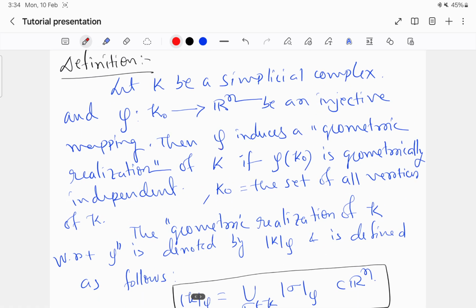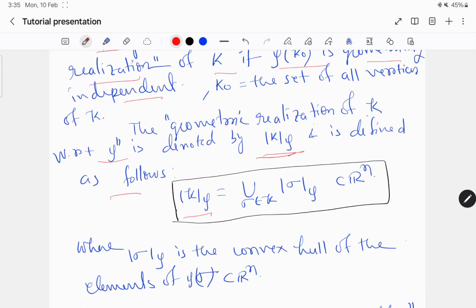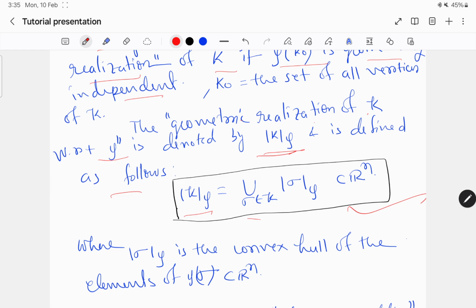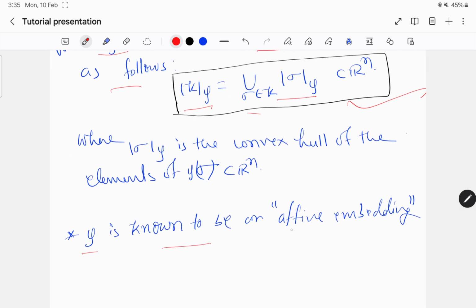Now we are in a situation to understand what is called a geometric realization of an abstract simplicial complex. So let K be a simplicial complex and phi from K0 to Rn be an injective mapping, where K0 is the set of all zero simplices, or you can say the vertices. Then phi induces a geometric realization of K if phi of K0 is geometrically independent. The geometric realization of K with respect to phi is denoted by this symbol and is defined as the union of the convex hulls of phi of sigma for all sigma in K. Then phi is known to be an affine embedding.